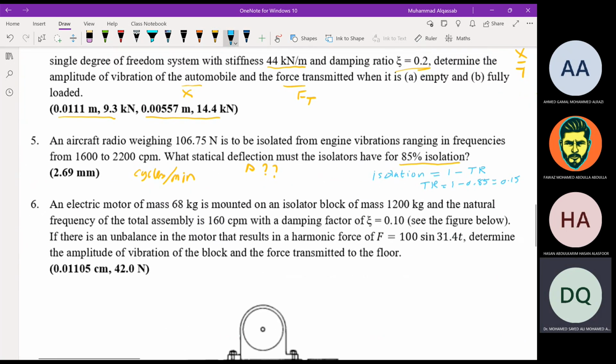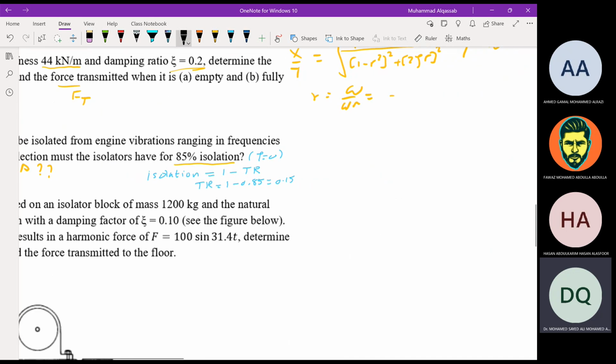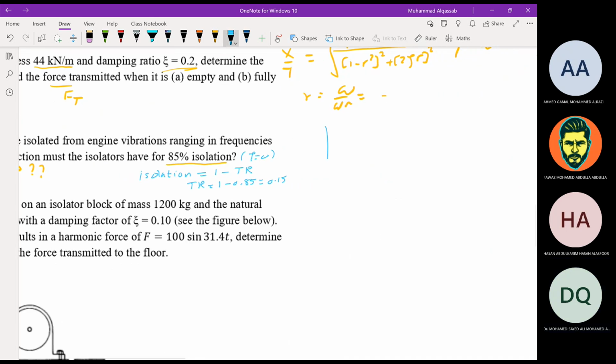Here, assuming z equal to 0, because in the question there is no mention of the damping ratio. So take z equal to 0, or take c equal to 0. Okay, so we'll assume that z equal to 0. The transmissibility equation TR here is one. It's the equation of X over Y, right?